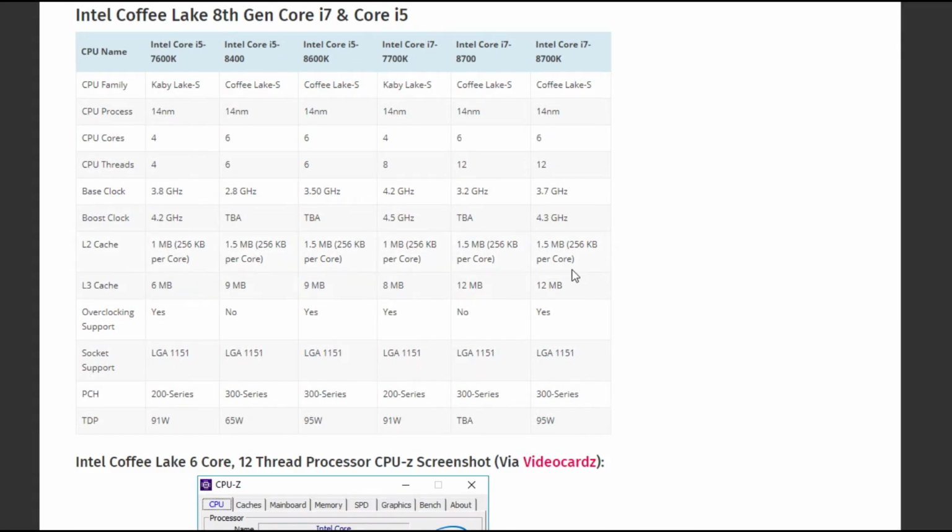Now, these CPUs are all going to be supported on 1151 motherboards, so LGA 1151 motherboards. So I believe that even the Z170 motherboards are going to support them, because why not, I guess, since Kaby Lake was supporting them. Even if you have a Z170 board, you'll be able to buy an 8th generation processor and put it there.